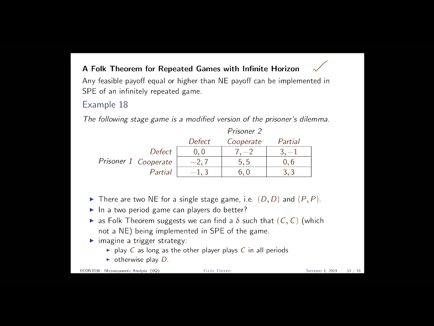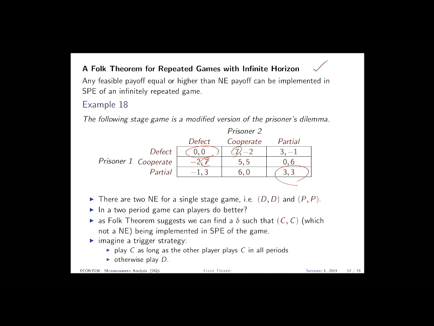Otherwise, for instance, if I look at this game, there are two NEs here. I don't want to bother finding them. You should be very comfortable doing that by now. I know that this 5-5 is not an NE. But why is that? It is because of these sevens.